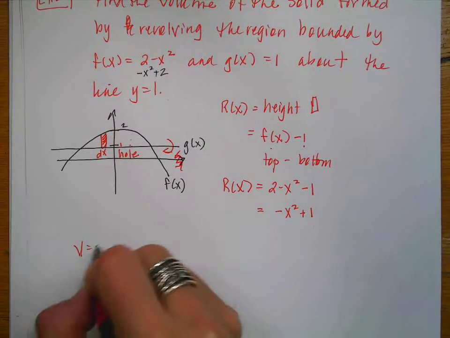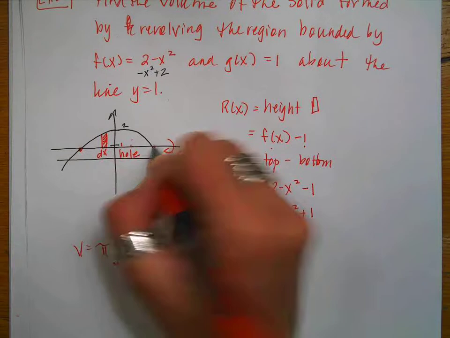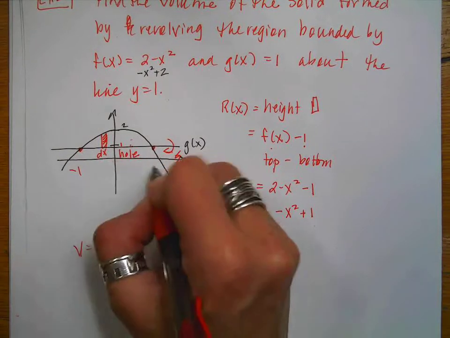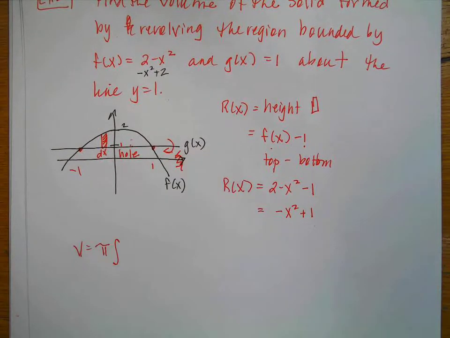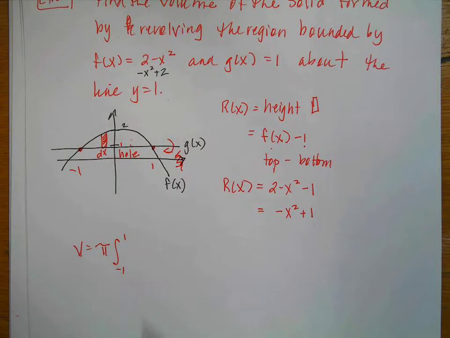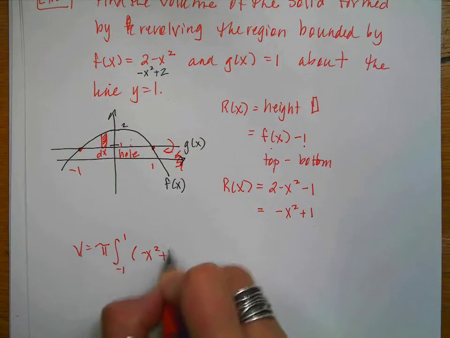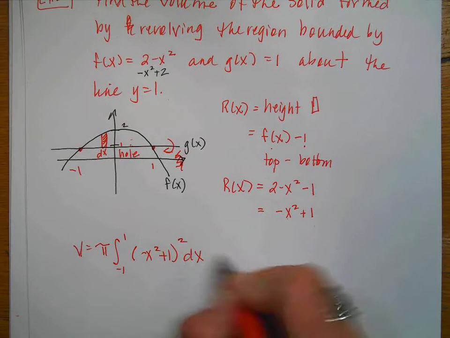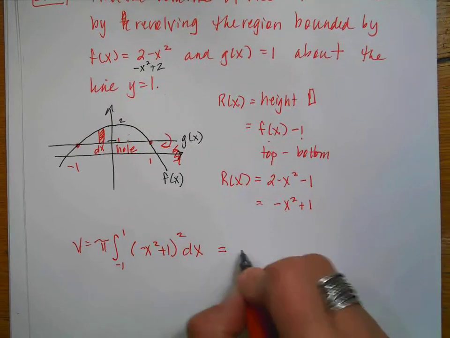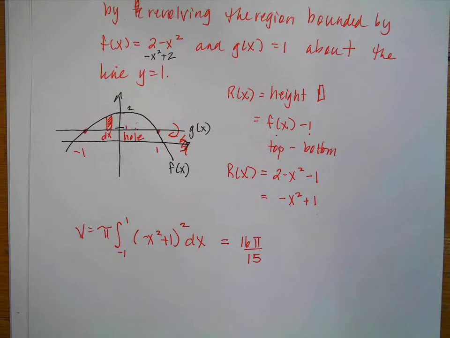Okay, so now I'm going to write my volume equation. My volume is equal to pi. I'm going to integrate, and I need to find those points of intersection, and they are negative 1 and 1. And again, I'm assuming that you can find those. So I'm graphing from negative 1 to 1, and I'm graphing negative x squared plus 1, quantity squared dx. And I do that math in my grapher, and I'm going to get 16 pi over 15.